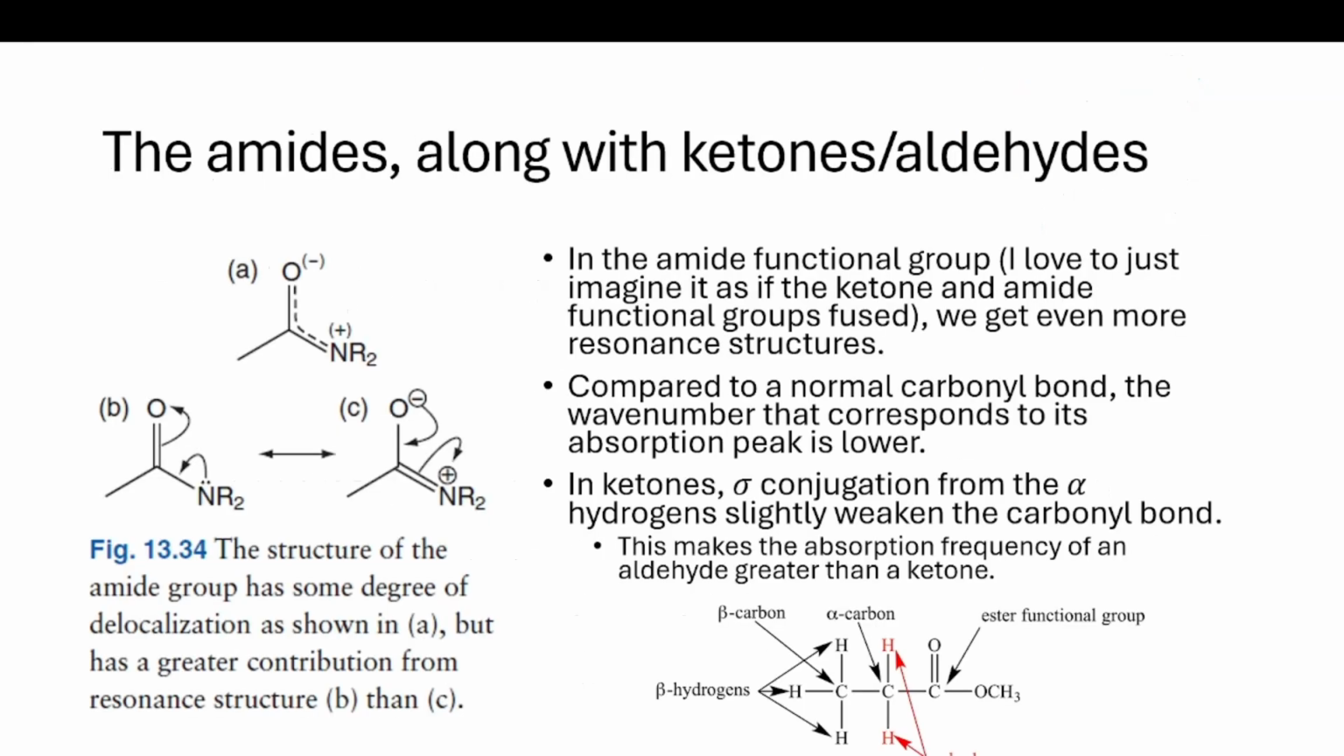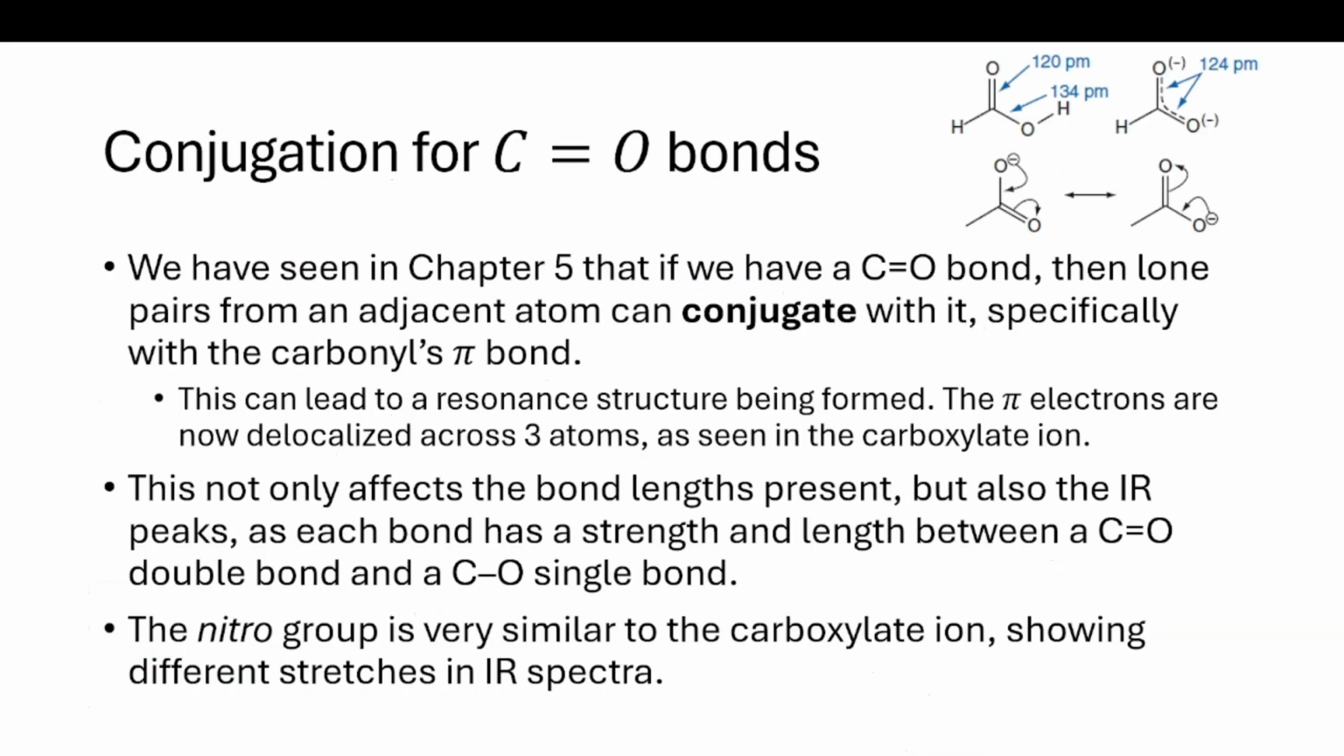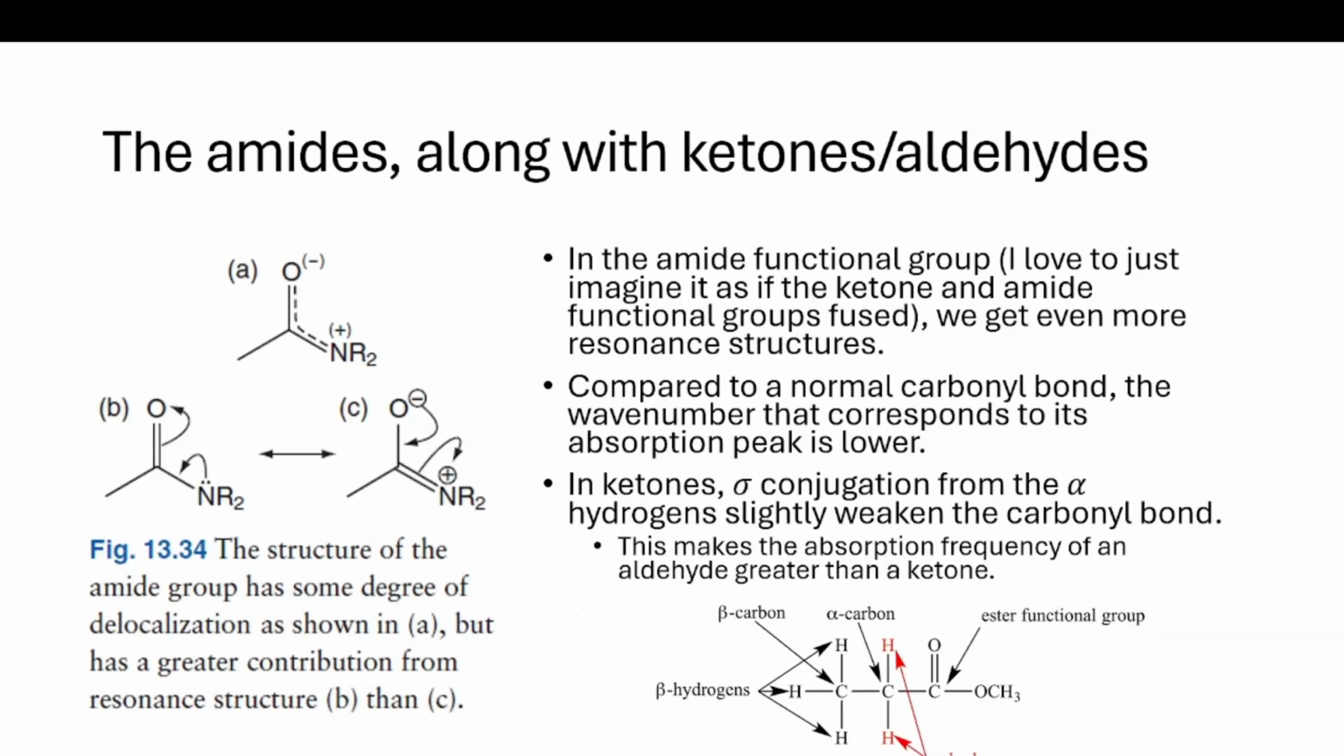In fact, conjugation does not happen just for a ketone. If we have something like an amide, where it's pretty much just a carbonyl fused with an amine, we can get even more resonance structures. And compared to a normal carbonyl bond, the wave number that corresponds to its absorption peak is lower.